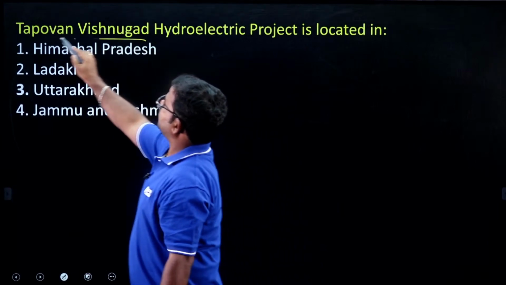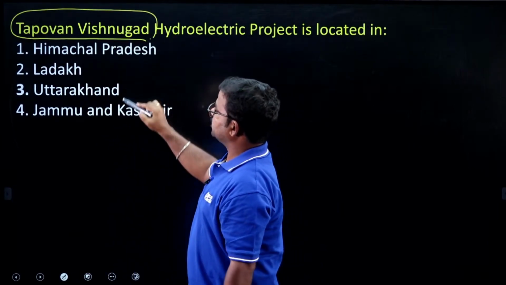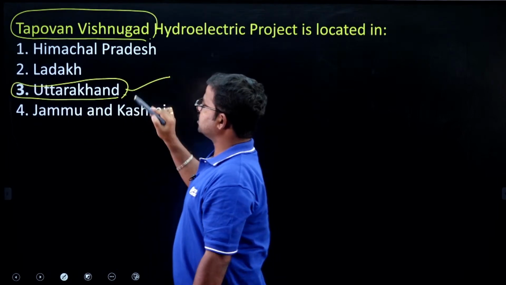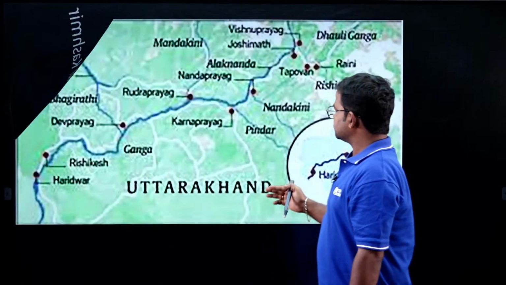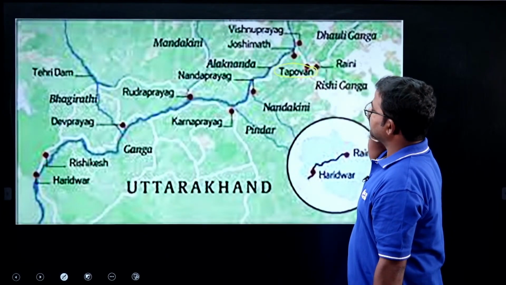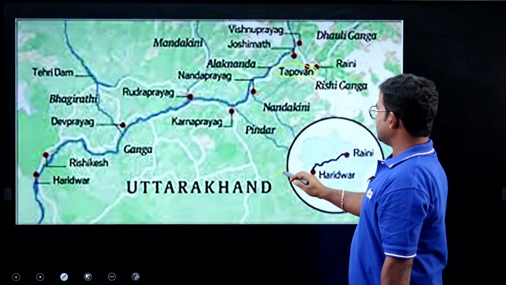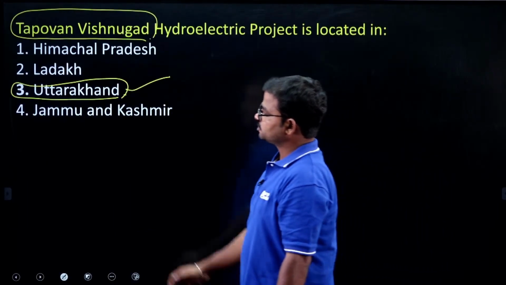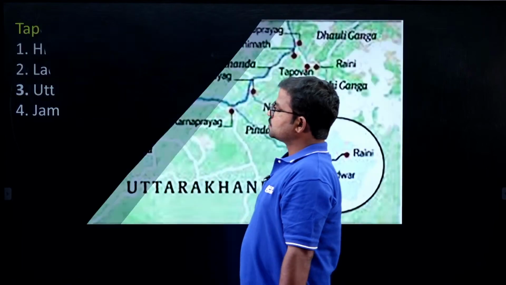Tapovan Vishnugad is actually located in the region of Uttarakhand, not Himachal Pradesh. So option 3 is the right answer. So here it is, this is Tapovan. This Tapovan is located in the region of Uttarakhand. That's why we have to consider option 3 as the correct one. Next one.